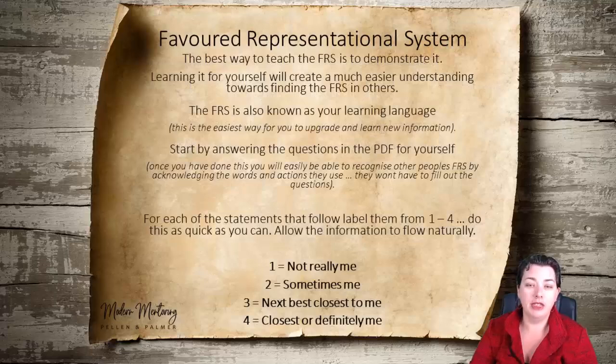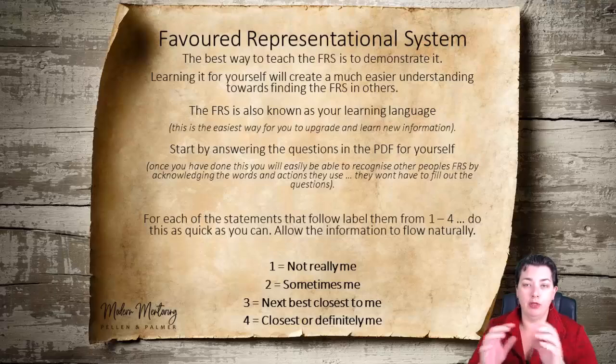So start by answering the questions in the PDF for yourself. If you don't have the PDF downloaded, then please go and do that now. It is in this module. Print it off and answer all of the questions that are available. For each of the statements, you will label from 1 to 4, okay? There will be a question, and then there will be 4 statements under that question. Label them from 1 to 4.